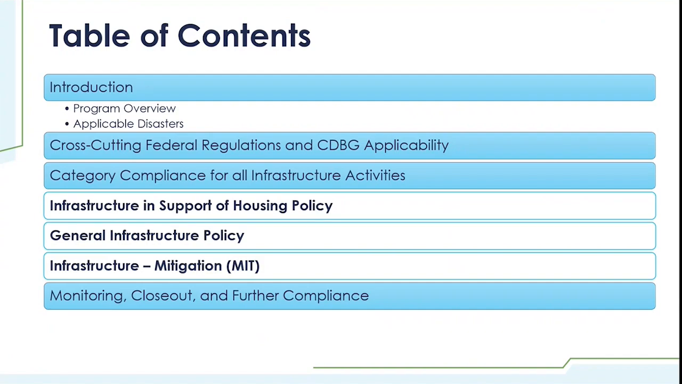So as an overview of the training, we will start with introductions and an overview of the different programs as well as the applicable disasters. The next section is going to be cross-cutting federal regulations and CDBG applicability. Then we'll move into the category compliance that is specific to all infrastructure activities. This training does cover 3 different infrastructure programs. So we will move into the specific categories: infrastructure in support of housing, general infrastructure, and then finally infrastructure mitigation. And we'll close out the training with some monitoring, closeout, and further compliance.